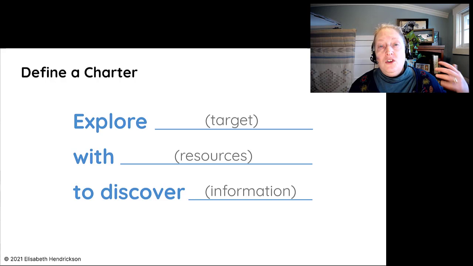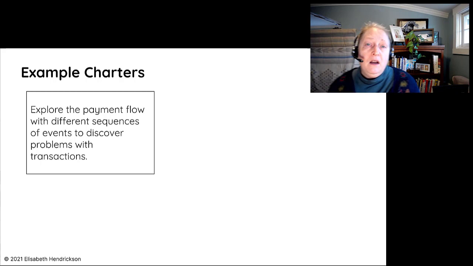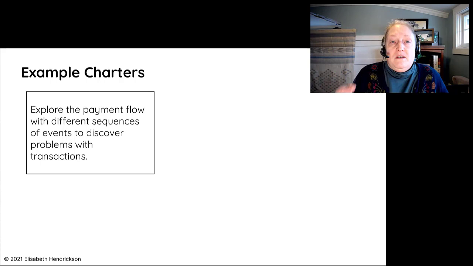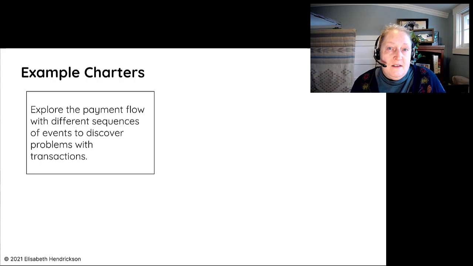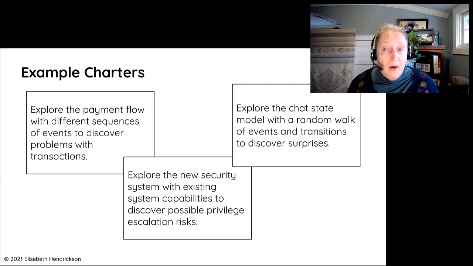Let's take some examples from the last set of Bug Hall of Fame that I gave you. So in the first example bug, it was a charter of exploring the payment flow with different sequences of events to discover problems with transactions. And the second one was explore the new security system with existing system capabilities to discover possible privilege escalation risks. And then finally, the third bug was to explore this chat state model with a random walk of events and transitions to discover surprises.